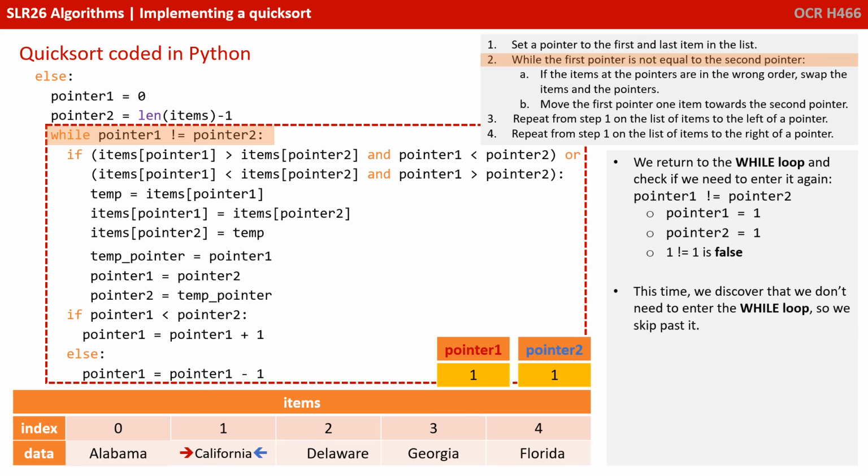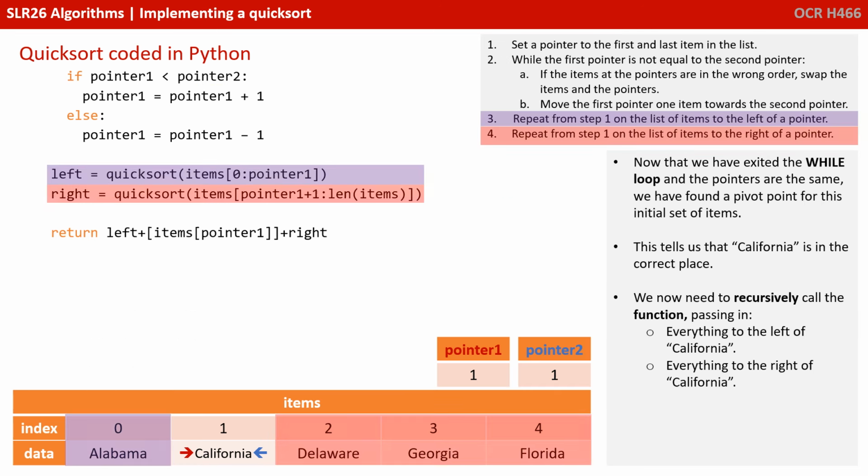We return to the while loop. Pointer 1 not equal to pointer 2. Well, 1 is not equal to 1 is false. This time we discover we don't need to enter the while loop, so we skip past it. Now we've exited the while loop and the pointers are the same, we've found a pivot point for this initial set of items. This tells us that California is in the correct place. We now need to recursively call the function, passing in everything to the left of California, followed by everything to the right of California.